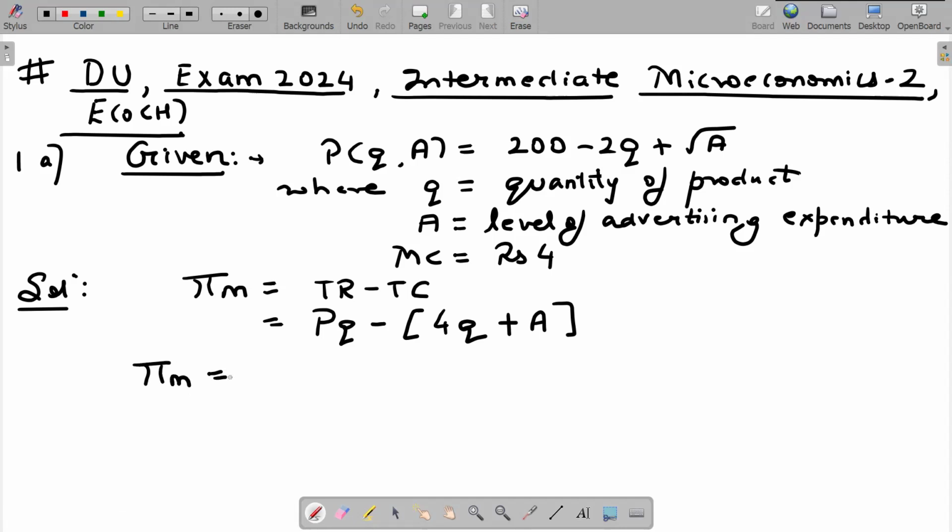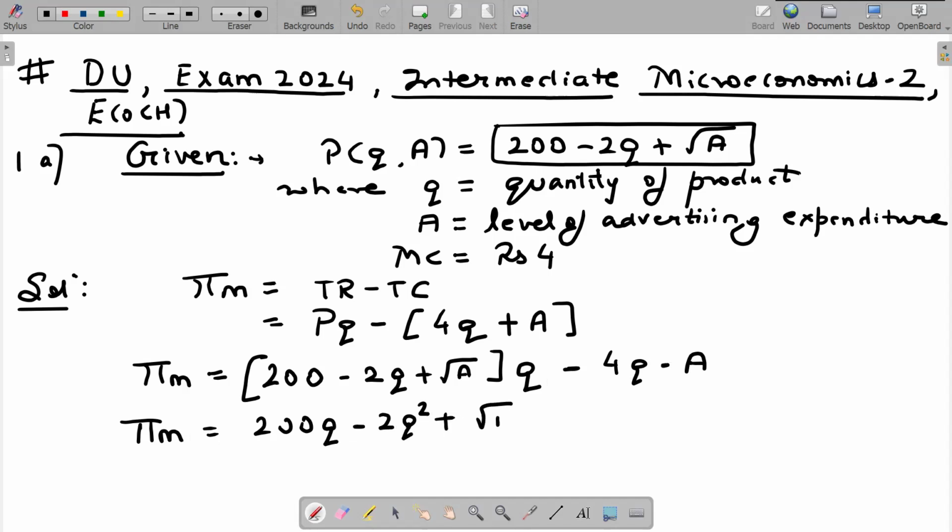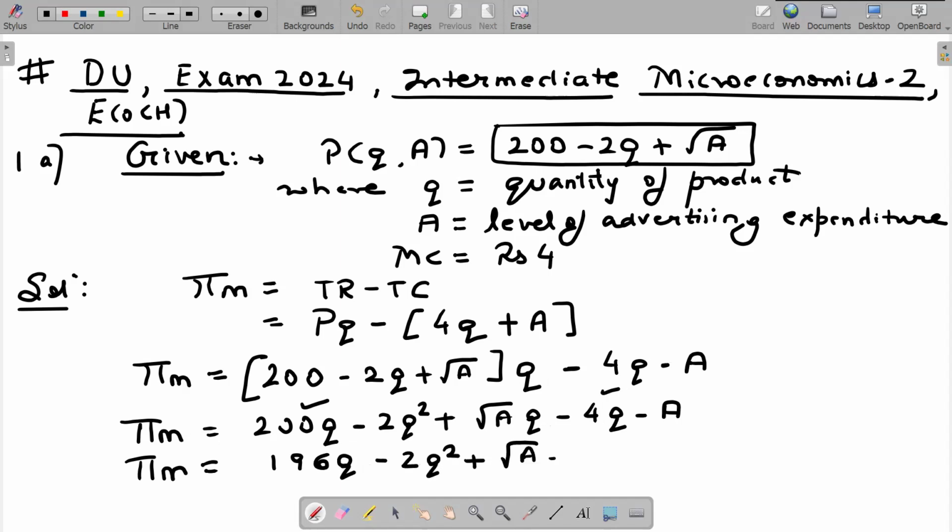So I can now elaborate this. What is my P? This whole thing is P: 200 minus 2Q plus square root of A. This is my P times Q minus, if I open up the brackets, minus 4Q minus A. So I can write profit of the monopolist is 200Q minus 2Q square plus square root of A times Q minus 4Q minus A. And which I can further simplify. 200Q minus 4Q is 196Q minus 2Q square plus square root of A times Q minus A.